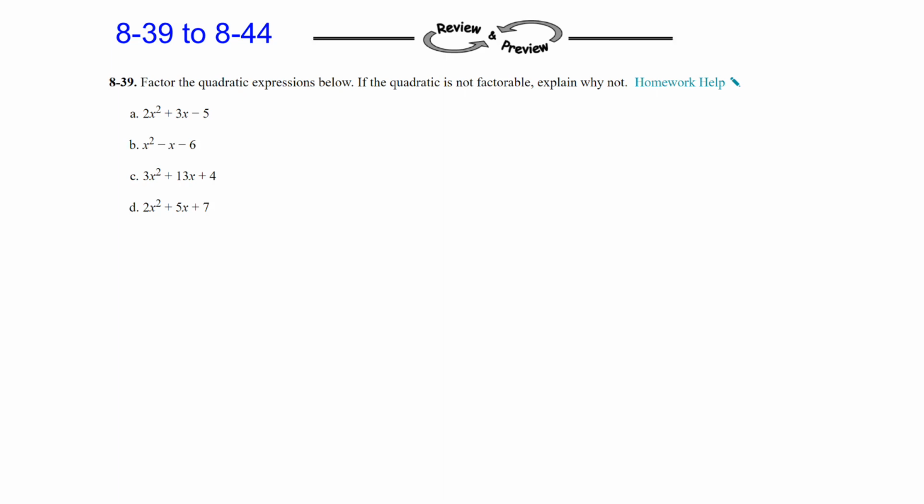39. Factor the quadratic expressions below. If the quadratic is not factorable, explain why or why not. So let's go ahead and start with question A. We have 2x squared plus 3x minus 5.